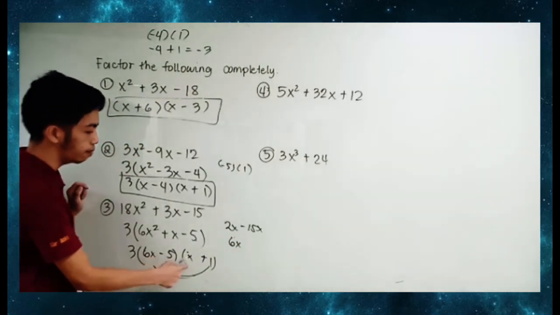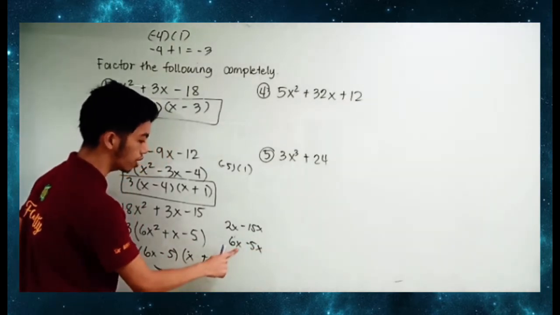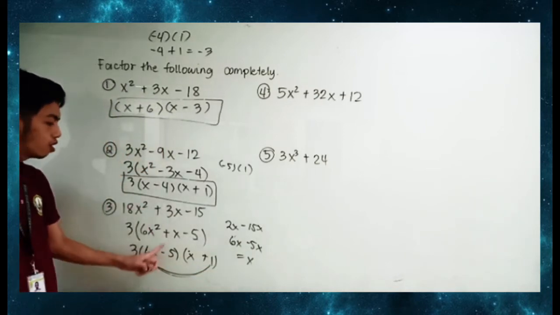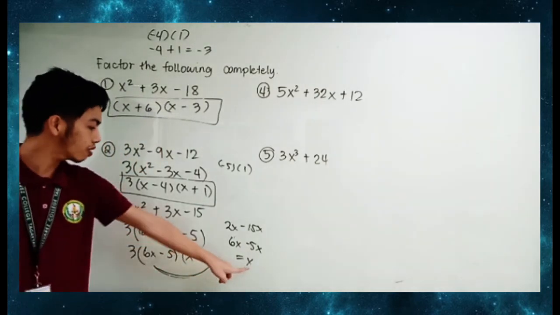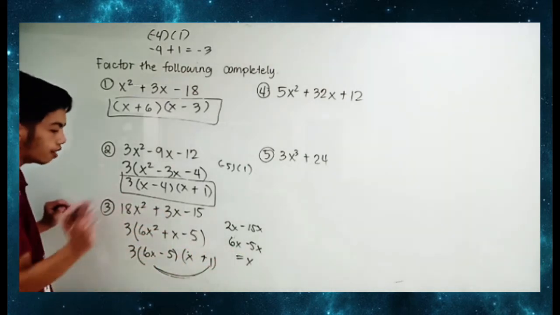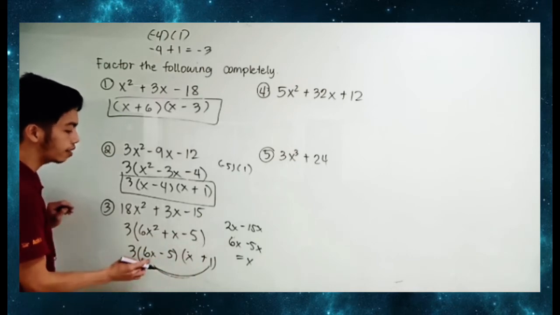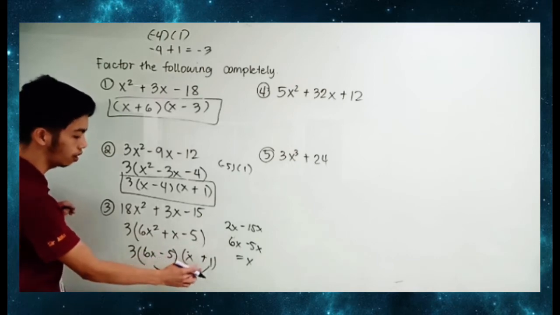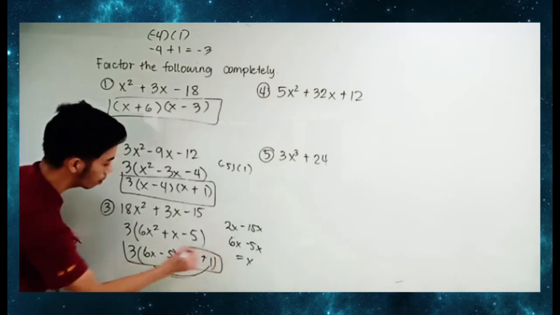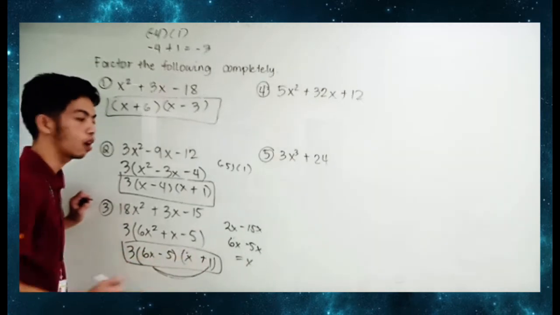Negative 5 times x is negative 5x. Pag minus mo, 6x minus 5x equals x. So, ito yung kanyang factor. So, ibig sabihin, lumabas doon na x ang result ng 6x minus 5x. Ibig sabihin, ang factor ng 6x squared plus x minus 5 ay 6x minus 5 times x plus 1. So, if you factor it completely, the answer would be 3 times 6x minus 5 times x plus 1.